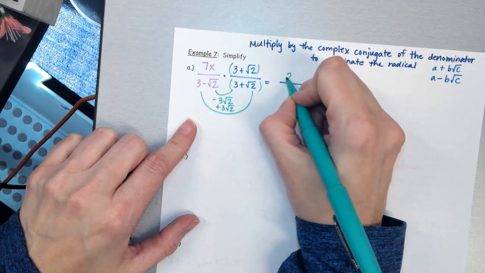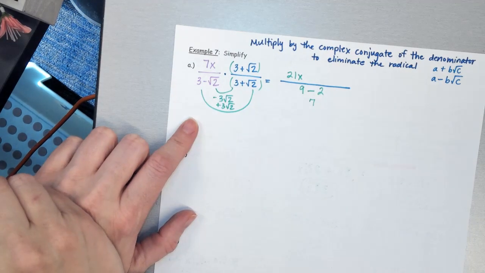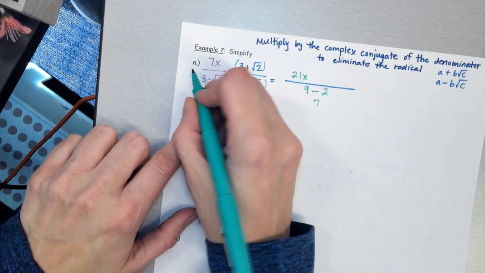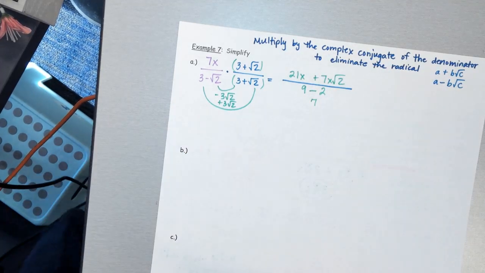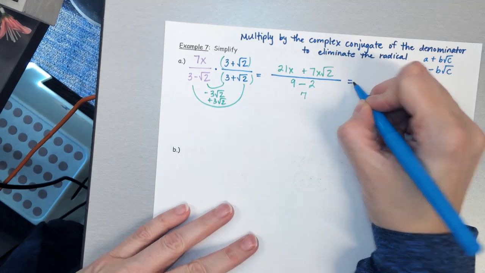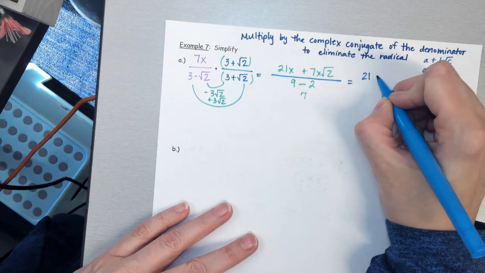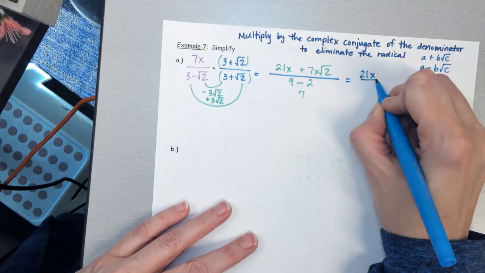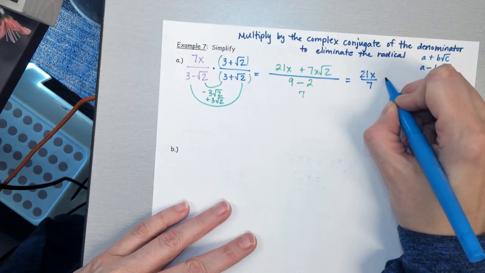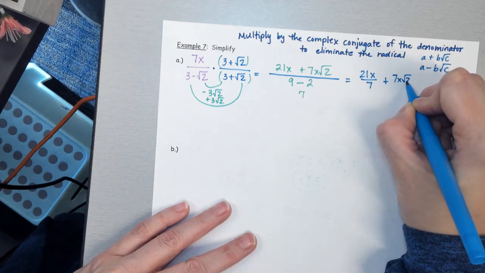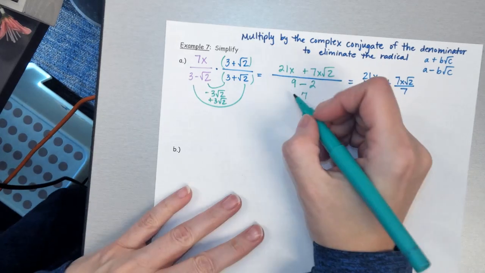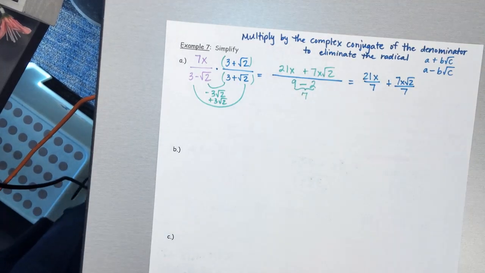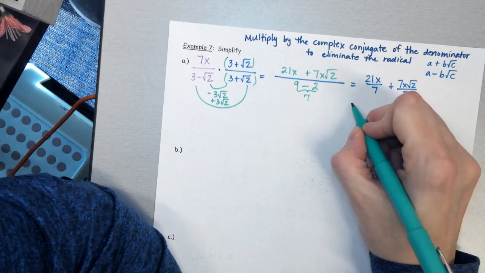7x times 3 is 21x. 7x times the square root of 2 is 7x root 2. Okay, and then we are going to take both of these and divide by the denominator, which is 7. Okay, so this was equal to 7, so we're going to split them up to simplify.